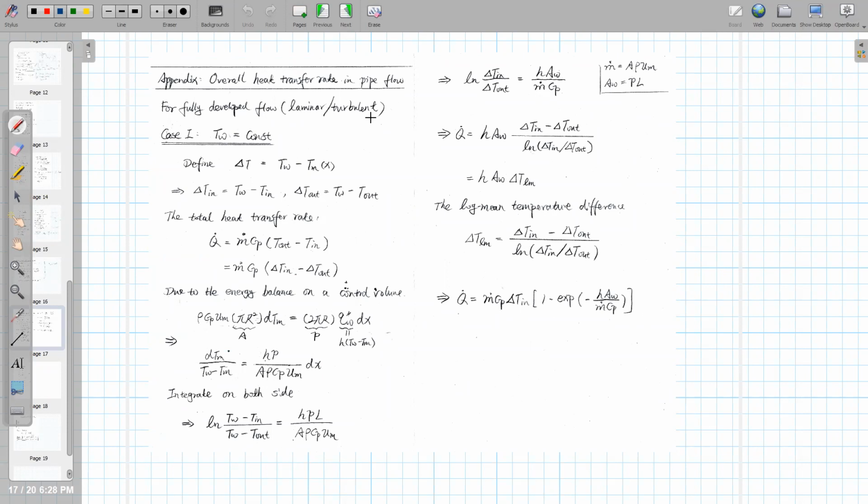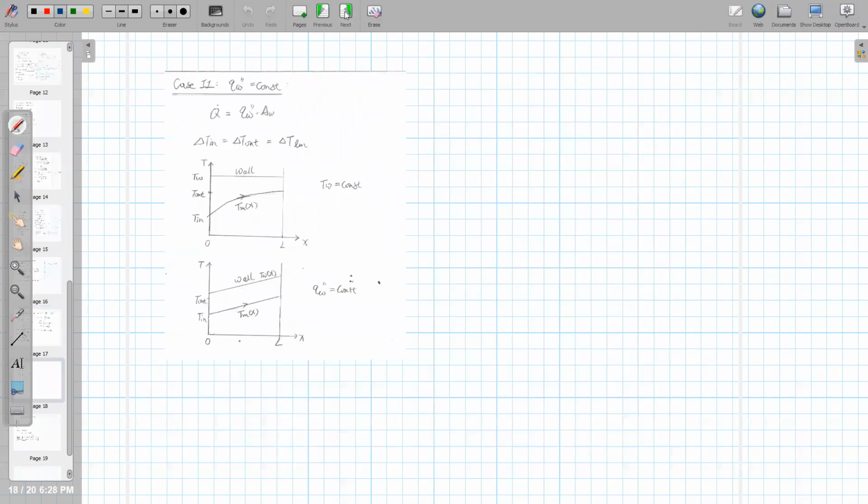Okay, and let me see. Why is it not changing? Next. Okay. So if the wall temperature is constant, okay, and your mean value is increasing, the mean value is something you do not know what it will be, okay.